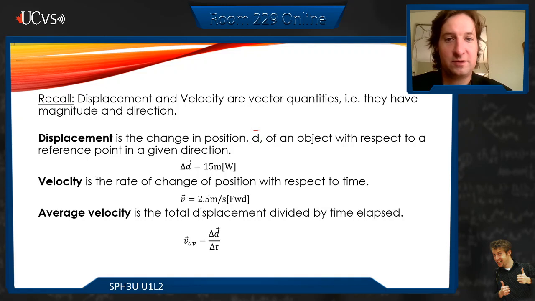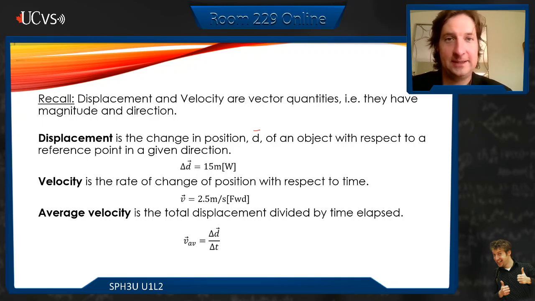Velocity is another vector. It's the rate of change of position with respect to time. Position is a vector itself, so the rate of change of that is itself going to be a vector. So here we can say that the velocity, v, with the hat on top, remember that hat denotes a vector, is 2.5 meters a second forward. That has to be a vector because it has an arrow and a square bracket direction.